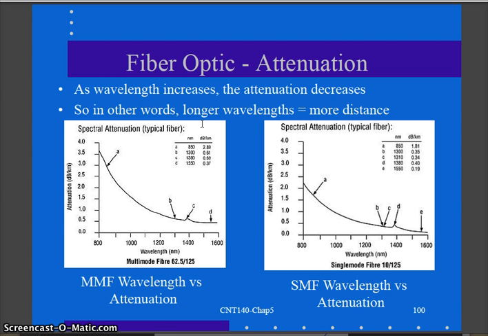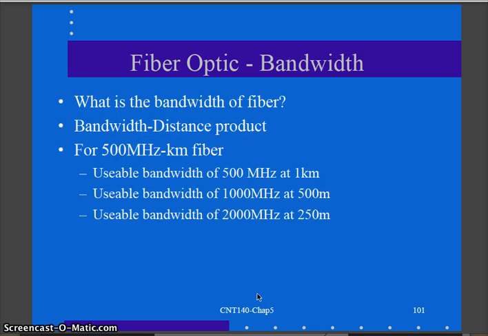And here's just some graphs I pulled out to show you as I go from a multi-mode fiber to single mode fiber. You can see your attenuation drop pretty significantly. And as that wavelength increases, the attenuation is dropping too. So the bottom line here is as the wavelength is increasing, more expensive light source, but attenuation is decreasing. So in other words, longer wavelengths equal more distance. That's a handy little tidbit to keep in the back of your brain when you're dealing with fibers.